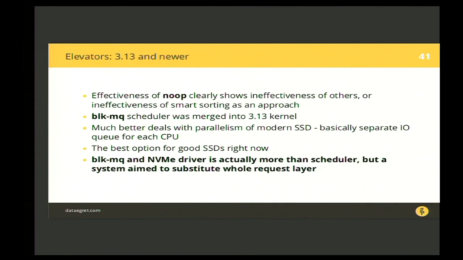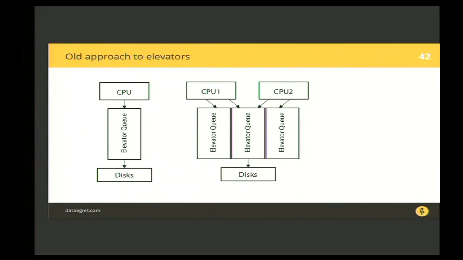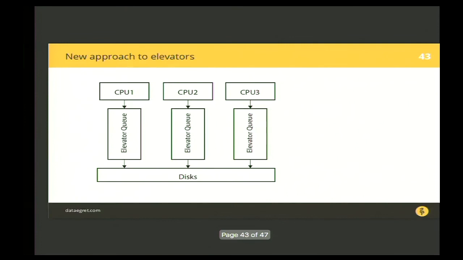So the old approach to elevators was like this. The CPU works with a single queue, or we can extend this with several queues to work with pretty much the same disk, because the output queue is the same. So that doesn't work quite well. The modern approach is basically we have a disk which can get a lot of parallel write requests, and that's why we have lots of queues and lots of CPUs can work with them simultaneously.